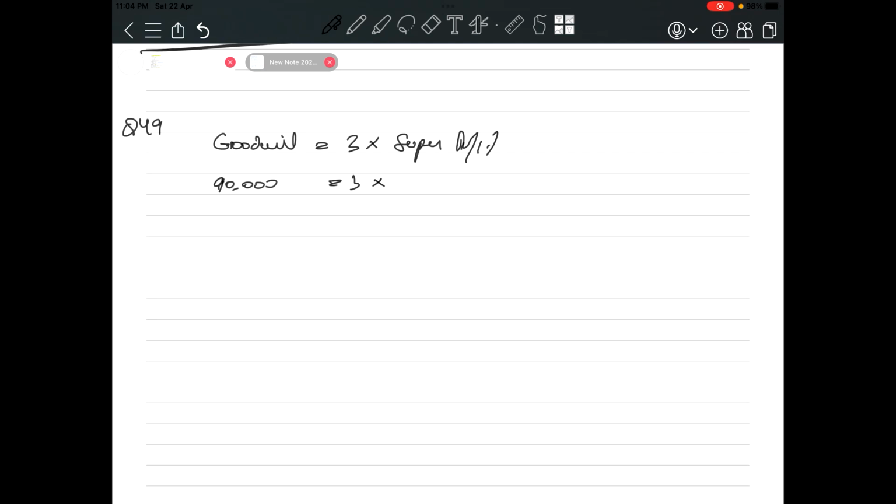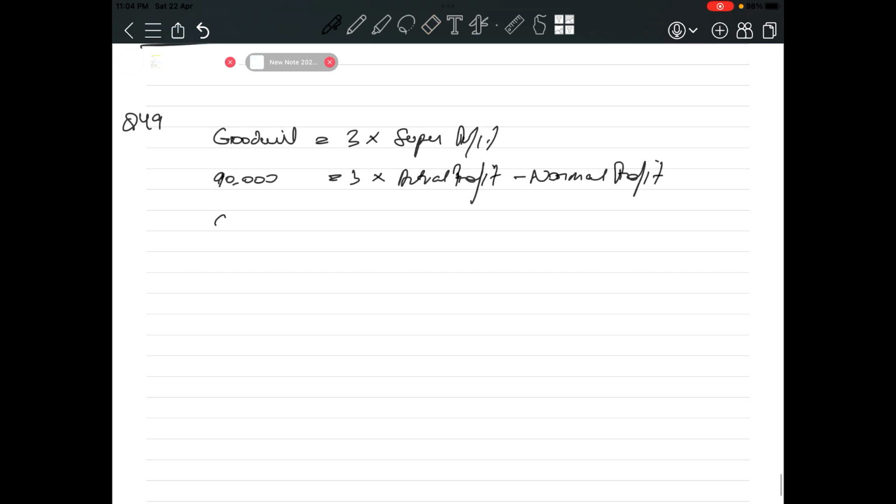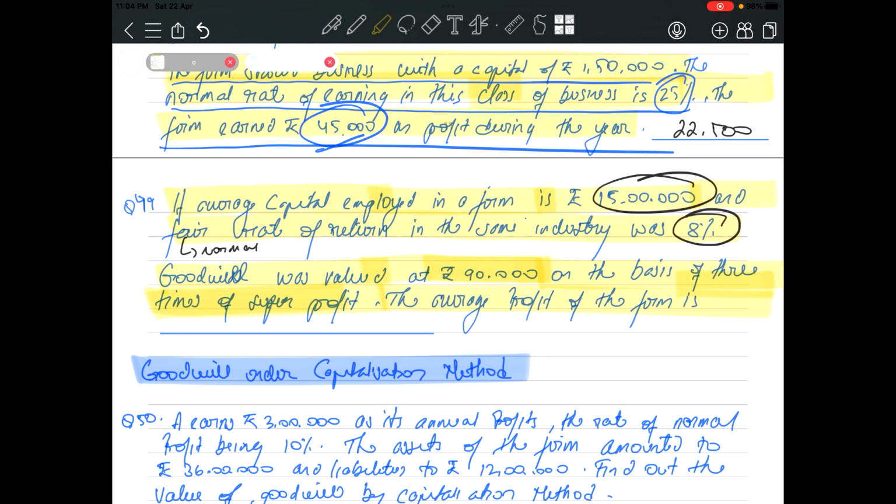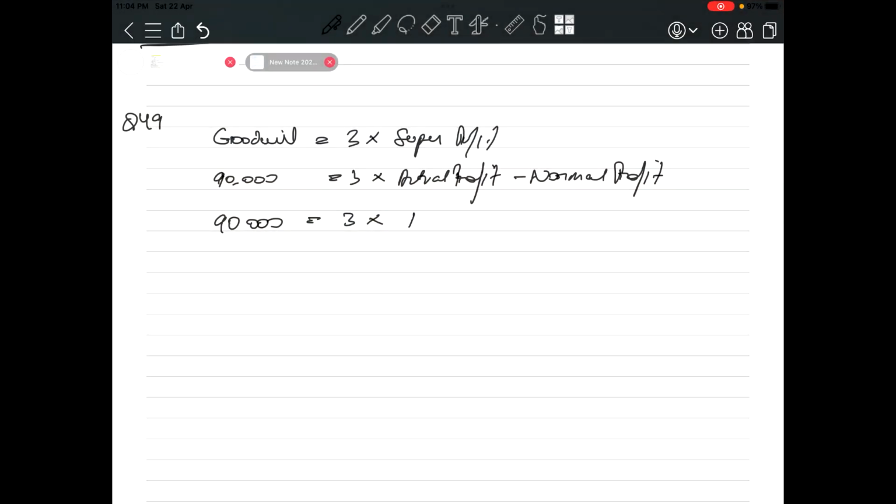So what is the formula of super profit? Actual profit minus normal profit. Simple and clear. Is there anything given about average profit? No. The requirement of the question is average profit. With capital employed and rate of return, we can find out the normal profit, right? So average profit, I will denote it by AP.